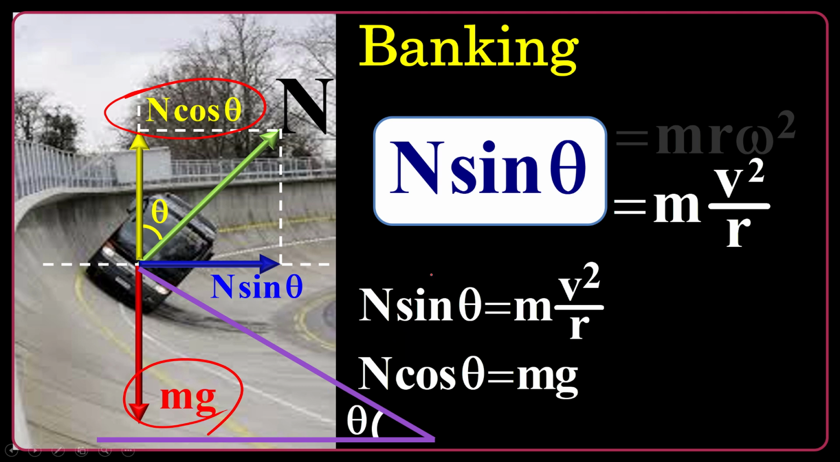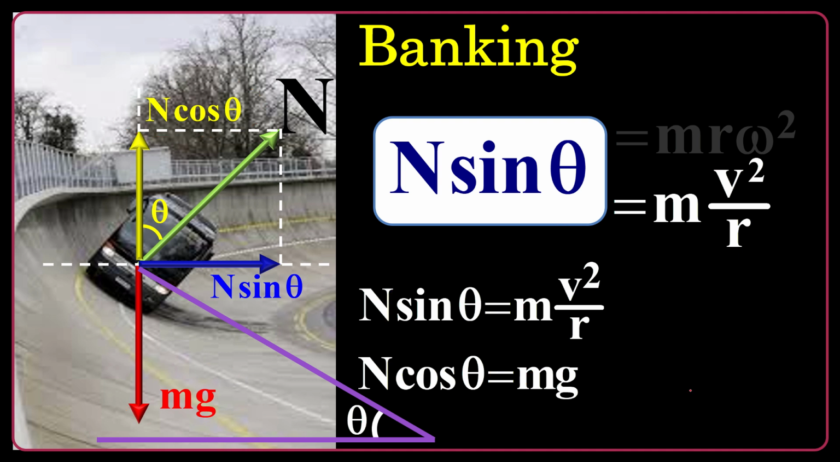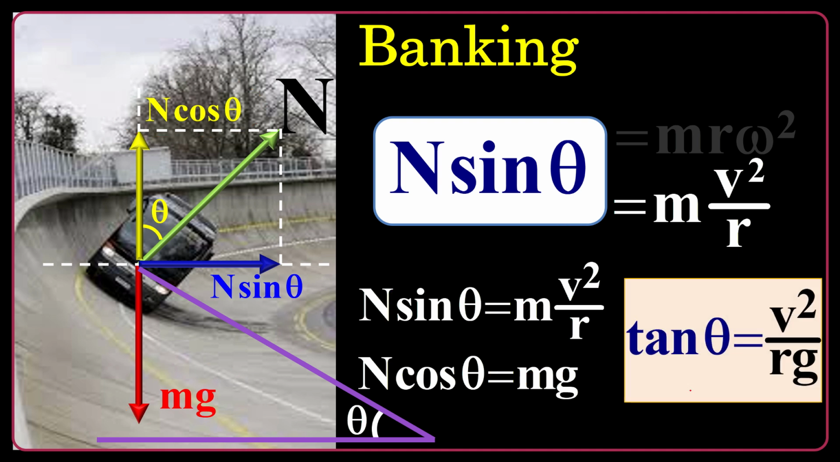So I can divide both sides of these equations one by one. If I divide these two, sine over cosine is going to be tangent of theta. And if I divide these two sides, I can drop the m, and here I will get v squared divided by rg. This is the final result. Tangent of theta equals v squared over rg. Tangent of theta is the slope of this bank. Okay? It's very interesting that it's totally independent of mg, independent of m actually. Mass of the vehicle and the object is not important in this case.